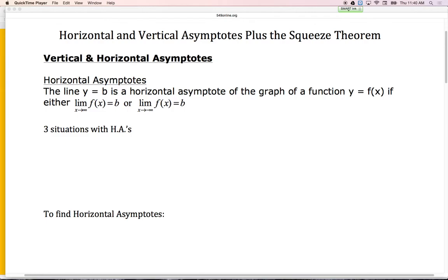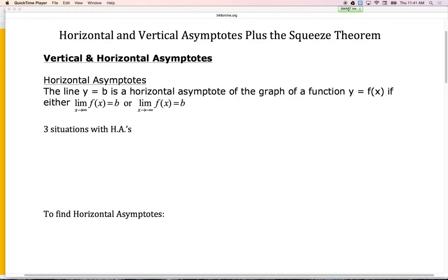Now, the comment I want to make is that a horizontal asymptote does not represent an undefined value. A vertical asymptote does, but a horizontal asymptote does not. A horizontal asymptote is simply what the graph is tending towards at the ends. It is not an undefined value, which means, and I want you to write this down, the graph of a function can cross a horizontal asymptote. You can cross a horizontal asymptote. In fact, you can cross it an infinite number of times.